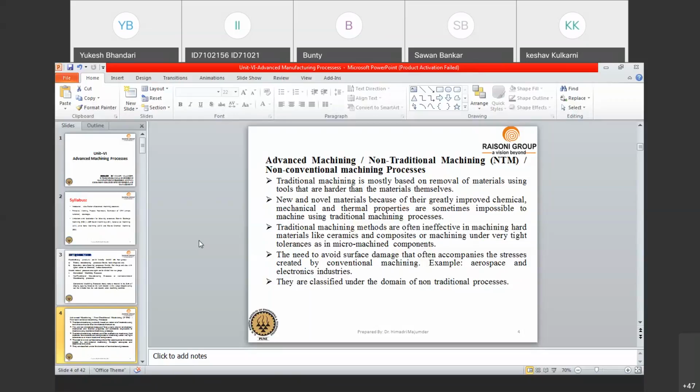Another disadvantage or limitation of conventional machining process is that sometimes during conventional machining, surface damage occurs.